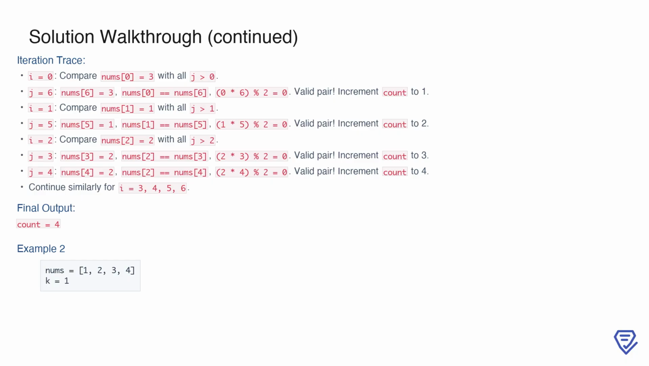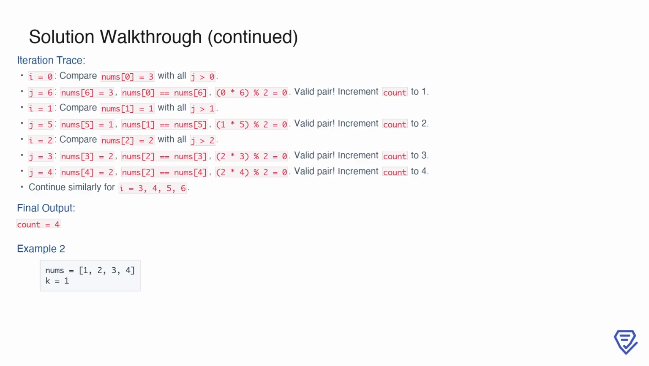Next, for i equals 1, nums[1] is 1, and we compare it with nums[5], which is also 1. The product, 1 * 5, equals 5, and since 5 % 2 equals 0, this is another valid pair, increasing count to 2. For i equals 2, we compare nums[2] equals 2 with nums[3] and nums[4]. Both comparisons satisfy the conditions, resulting in 2 more valid pairs and bringing the count to 4.